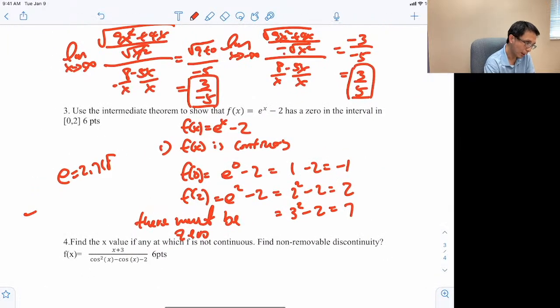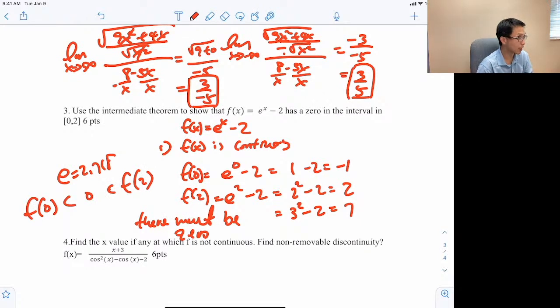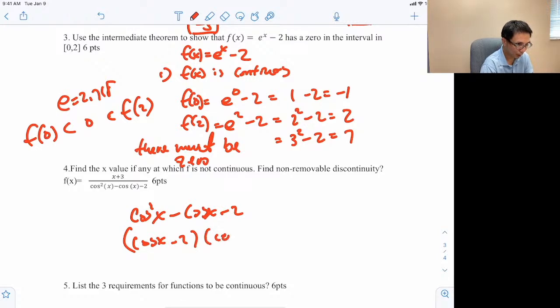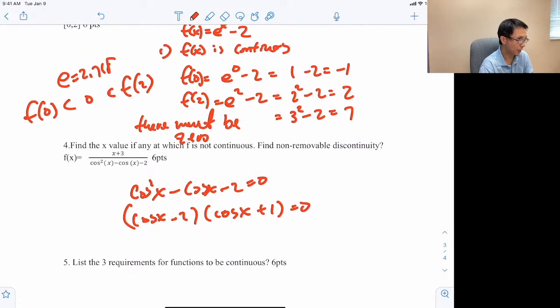Because you got f of 0 less than 0 less than f of 2, right? Because the statement occurred. A non-removable discontinuity is a vertical asymptote. So the vertical asymptote is cosine squared of x minus cosine of x minus 2. I'm going to have to take cosine of x minus 2 times cosine of x plus 1 equal to 0, because when the bottom equals 0 it isn't defined.